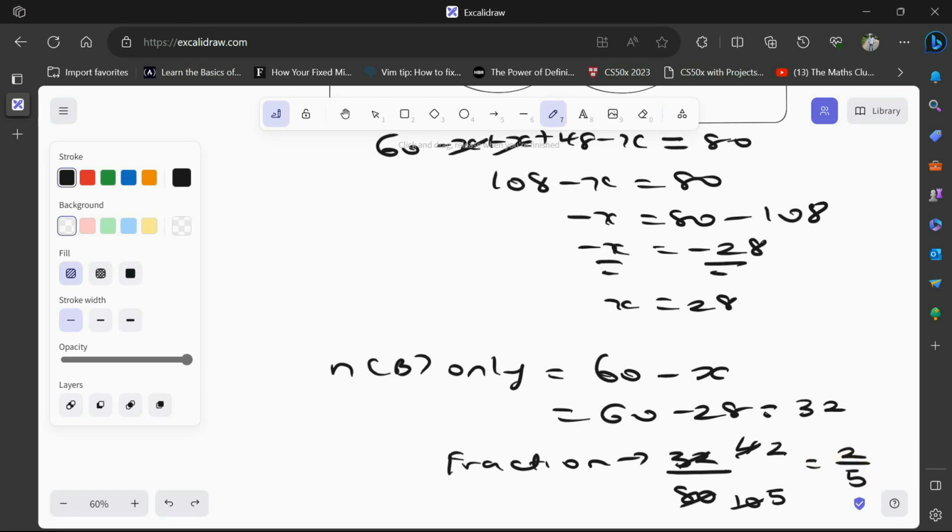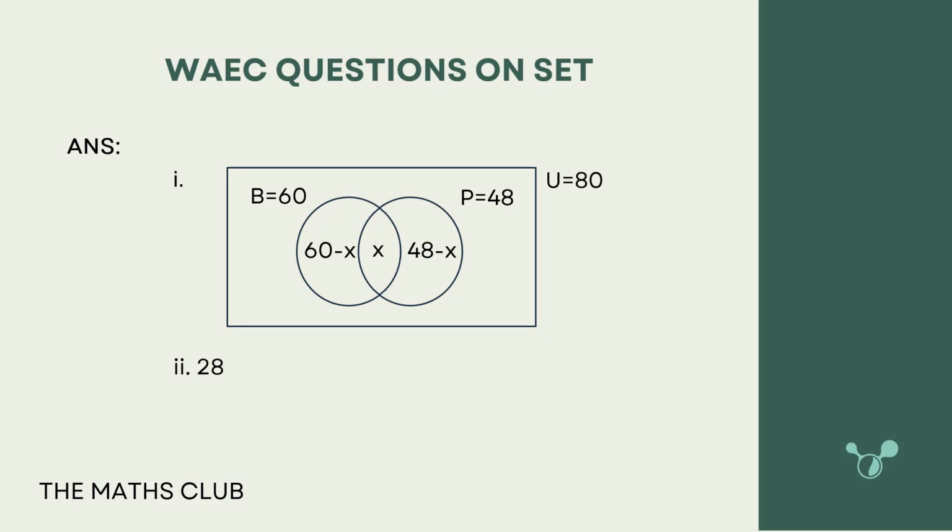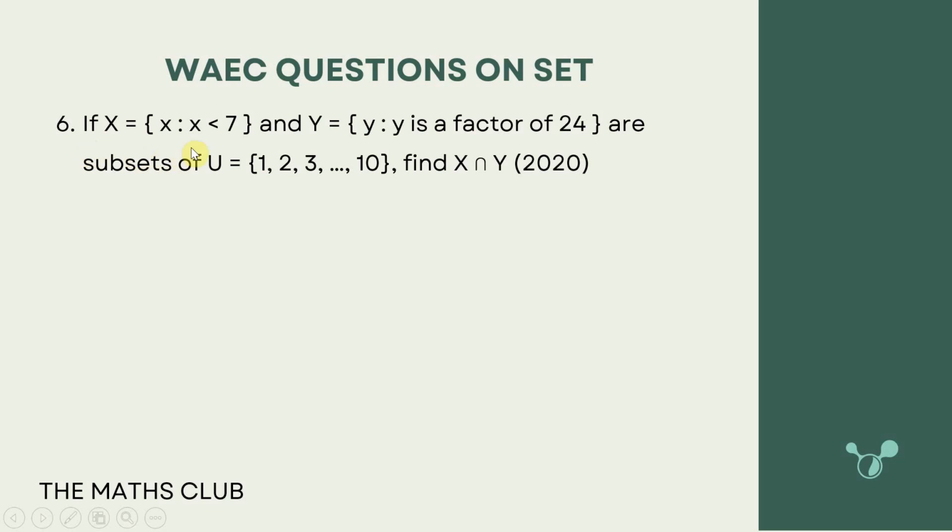Let's see if our answer is correct. So our X is 28 and then 2 over 5. So we are good. This question says that X is a set. We did this when we were doing set builder notation. To set, this is like saying X such that X is less than 7. So anything less than 7 belongs to this particular set. And Y is equal to Y such that Y is a factor of 24. So all factors of 24 within the particular range belong to this particular set Y as subsets of the universal set. You can see the universal set is just 1 to 10. Find X intersection Y. This is taken from 2020.